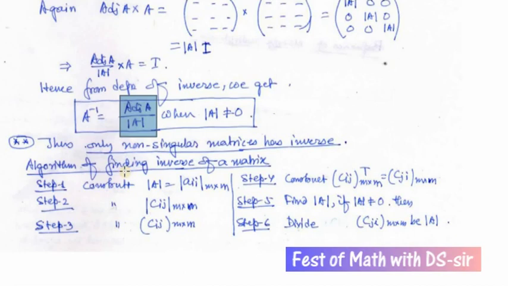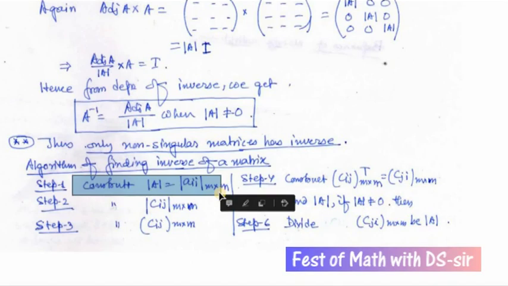So what are the steps or algorithm to follow to find the inverse of a matrix? Step 1, construct delta, the determinant of A, and find its value. Look whether it is zero or not. Positive or negative, we don't bother about. Positive, negative, 5 or 5 crores, that is not a matter. Only thing that matters is whether it is 0 or not. If it is 0, then the inverse does not exist.